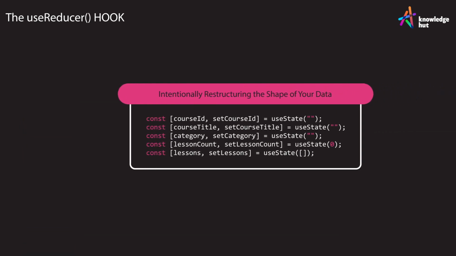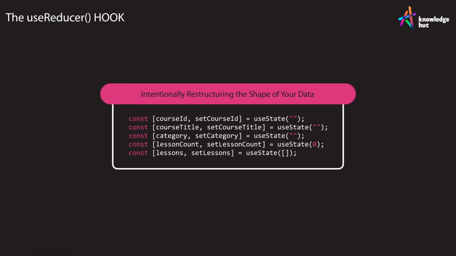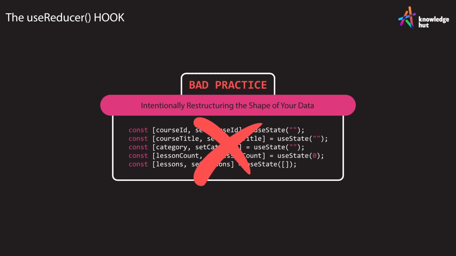Now, one might argue that breaking the object into multiple individual properties might work, but then you're intentionally restructuring the shape of your data to accommodate for potential shortcomings of the useState hook. And that is never a good practice.